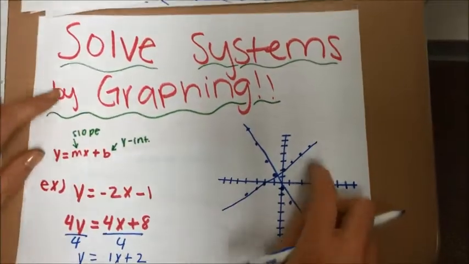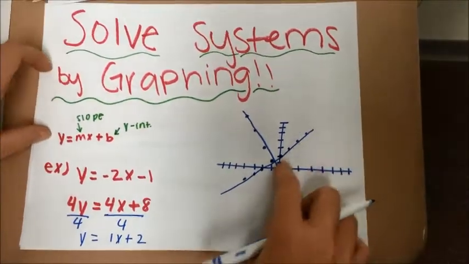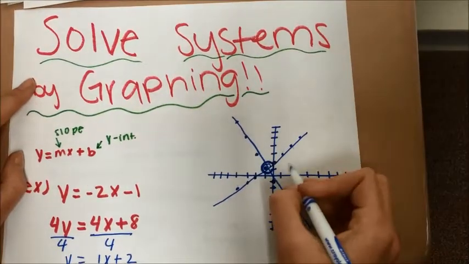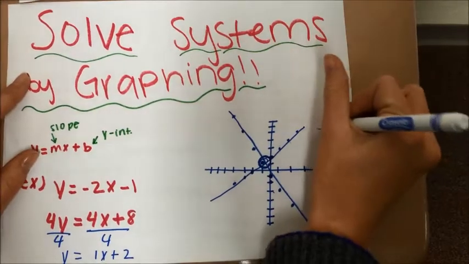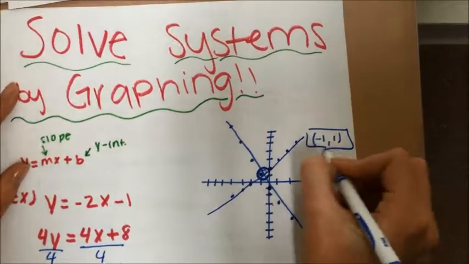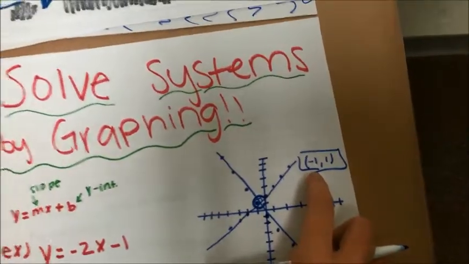To find your answer, you would find where the 2 lines meet. Your 2 lines here, for example, would meet at negative 1, 1. This is your solution.